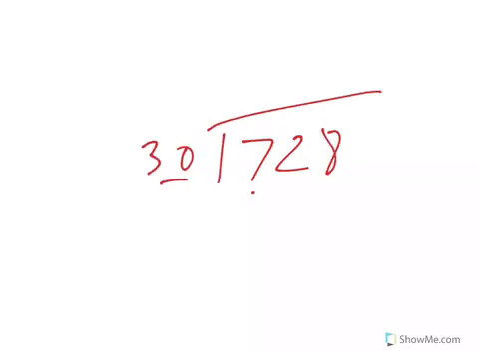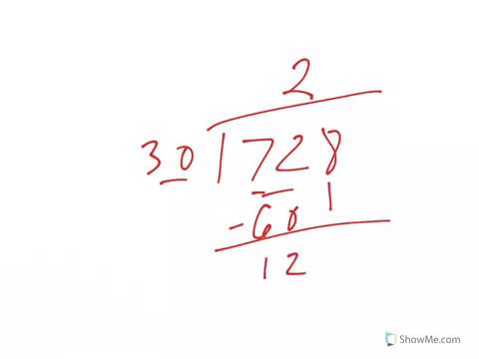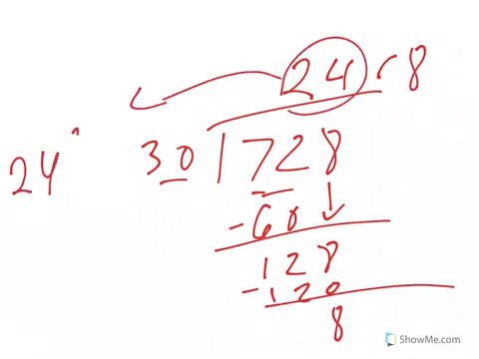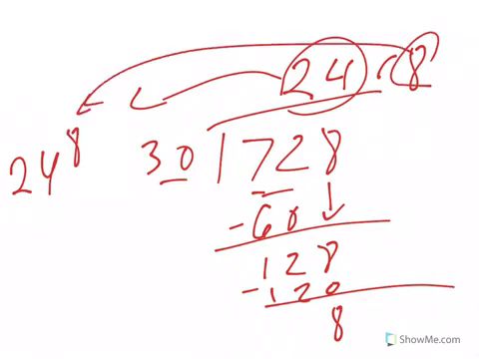Okay, 30 does not go into 7, but it does go into 72. 2 times 30 is 60. We subtract, we end up with 12. Bring down the 8. 30 goes into 128 4 times, which is 120. We subtract, we end up with 8. So we have 24, remainder 8. So 24 is our new whole number. 8 is our numerator, denominator stays the same, 30.